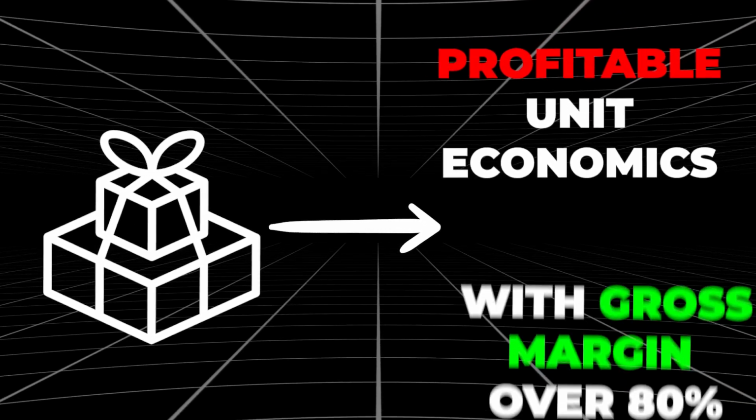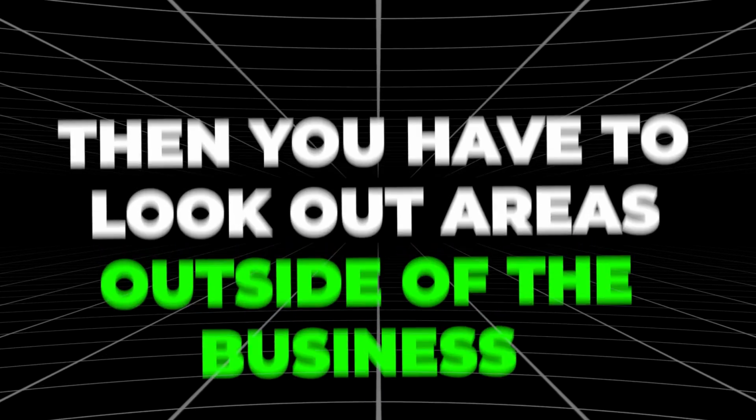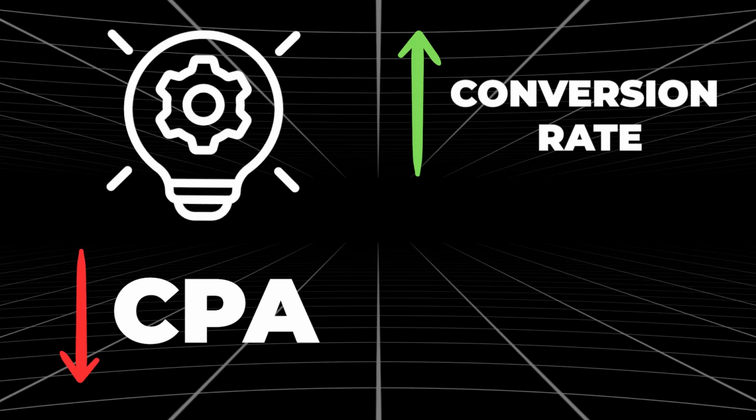Now, the goal would be, okay, can you come up with a bundle that can allow you to have profitable unit economics with a gross margin over 80%? If not, then you have to look at areas outside of the ad account, right? What do creatives look like to lower your CPA? Can you increase your conversion rate with landing pages? So on and so forth. These areas are going to do more for your business than any specific strategy.